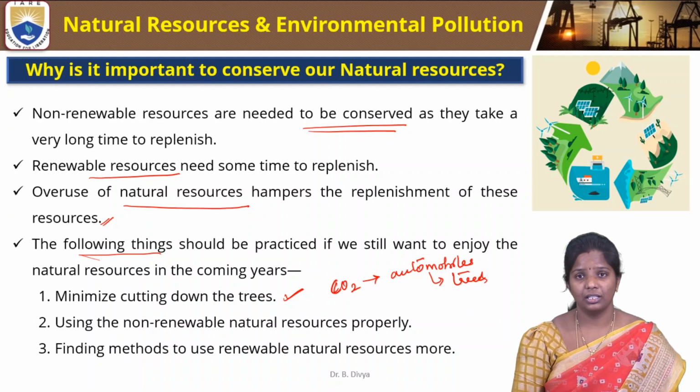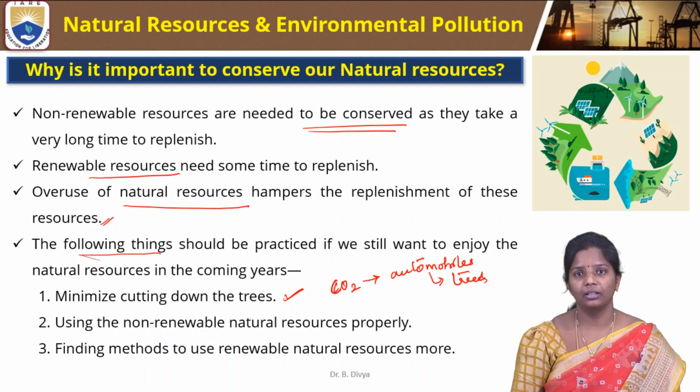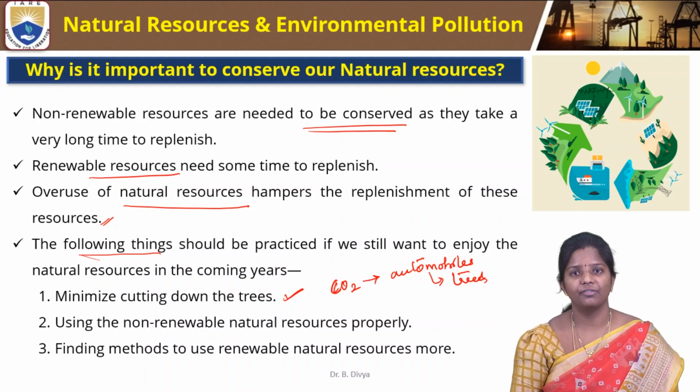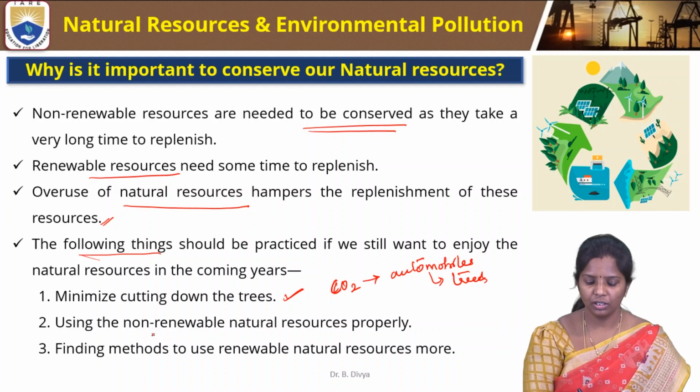So the simple thing that we can do is to minimize cutting down the trees. So we have to use less cutting down. We have to be minimizing, like limiting our cutting down of trees so that all these effects will be removed or lost. So using non-renewable resources should be done properly.